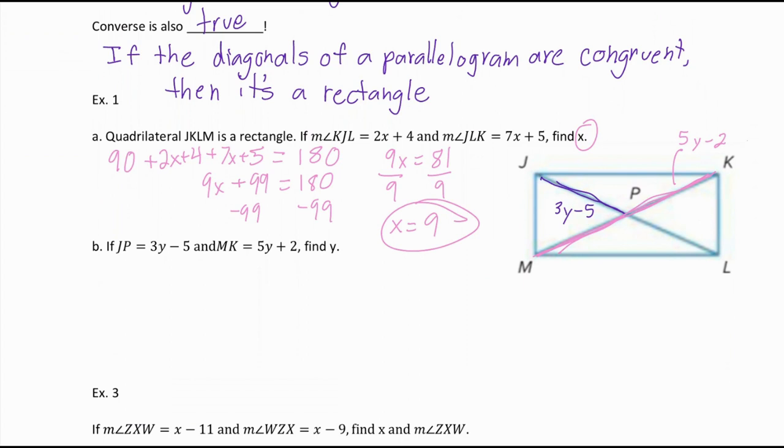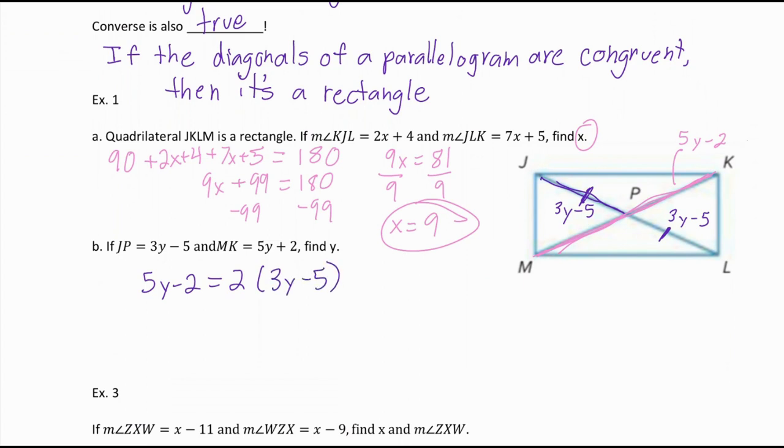Okay. So if that equals JP, what do I need to do here? What do I know about these diagonals? They bisect each other. So that means this one is going to be congruent to this one, yes? Okay, so that means this would also be 3y minus 5, yeah? And what's also true about the diagonals in a rectangle? They're congruent, right? So I can say that 5y minus 2, that's that whole diagonal MK, is going to be equal to 2 times 3y minus 5. Do we see that?